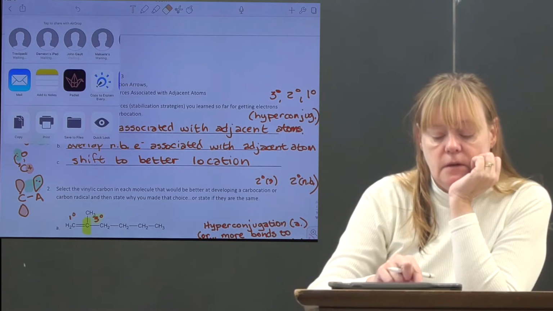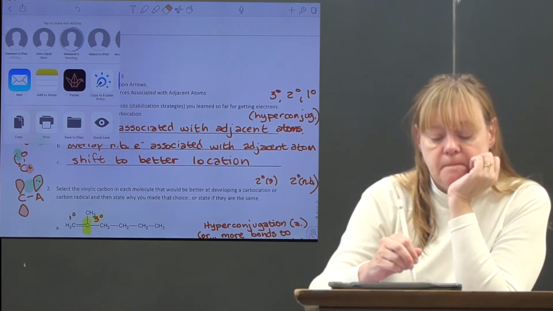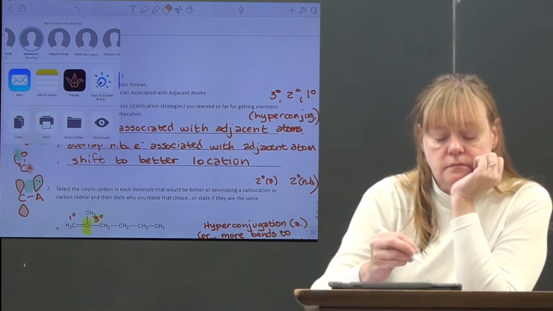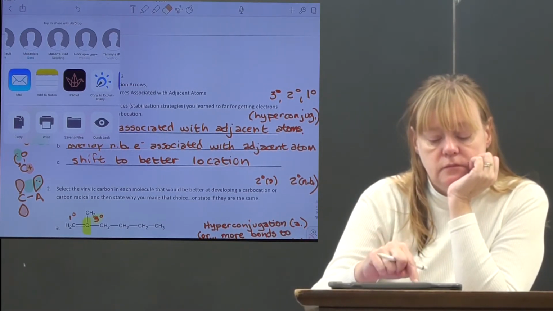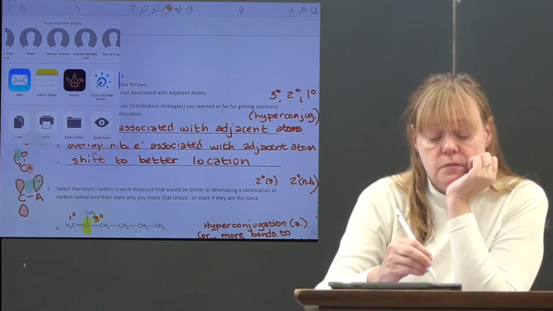I have a question. Uh-huh. So can we be pretty generic? Like for 2 it says select which vanilla carbon. Will we be okay if we put more C attached rather than saying hyperconjugation? Sure. Oh, okay. Sure.